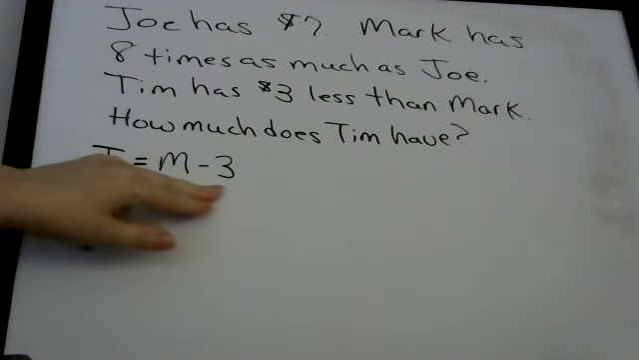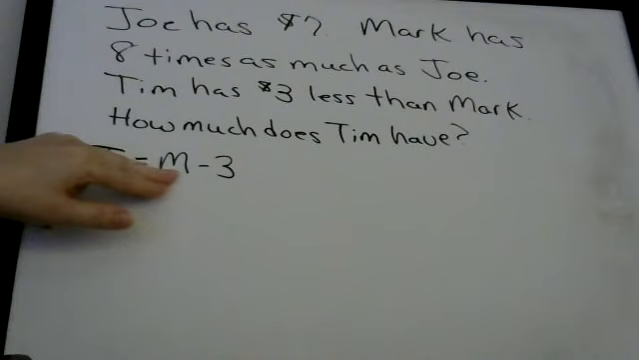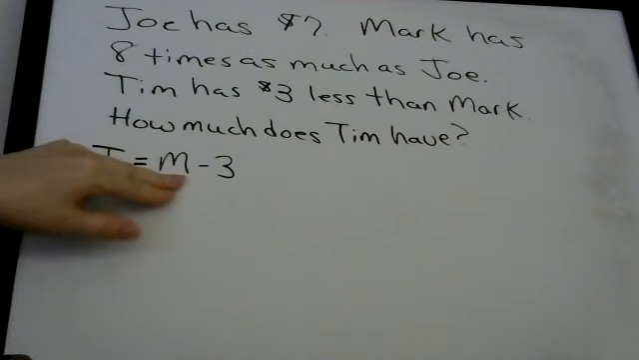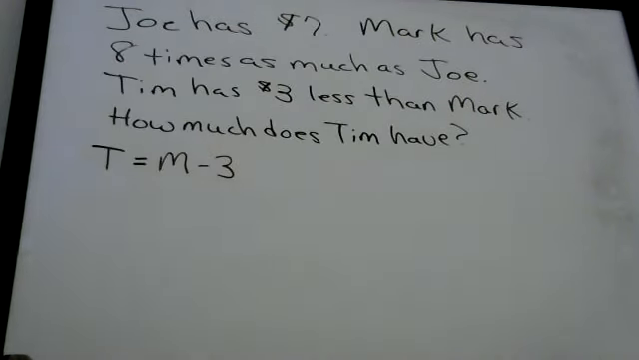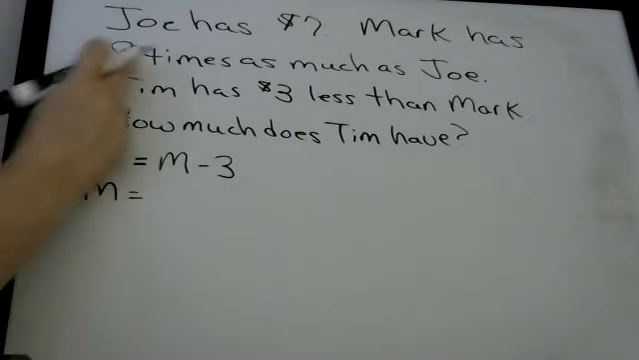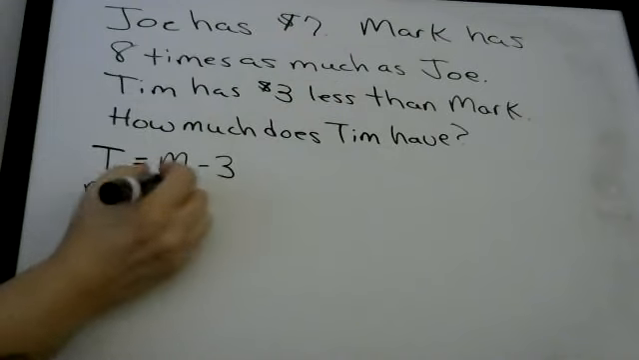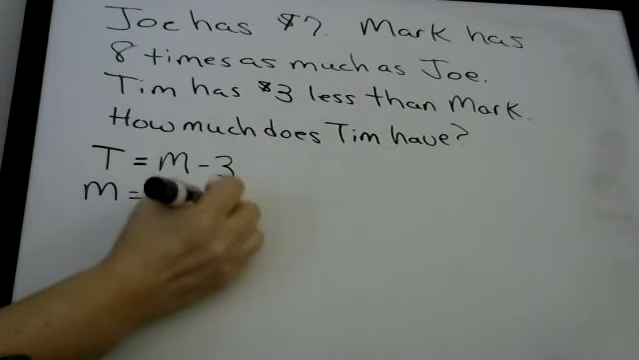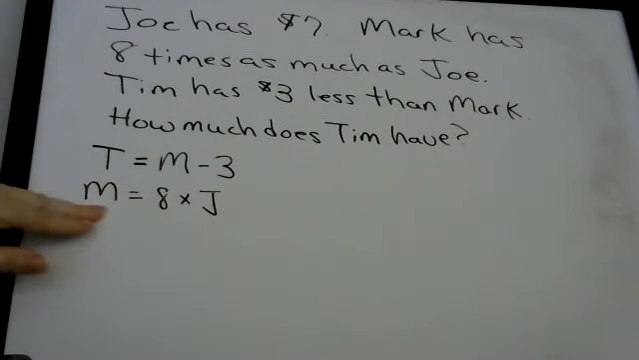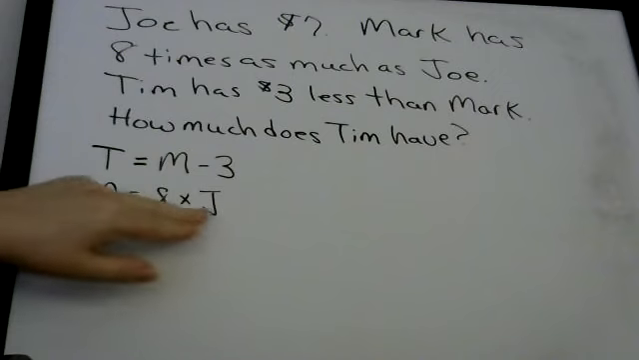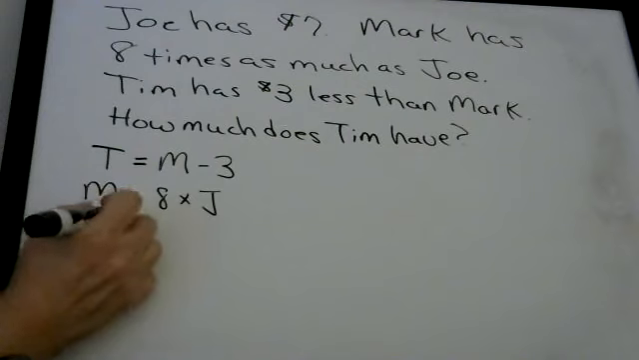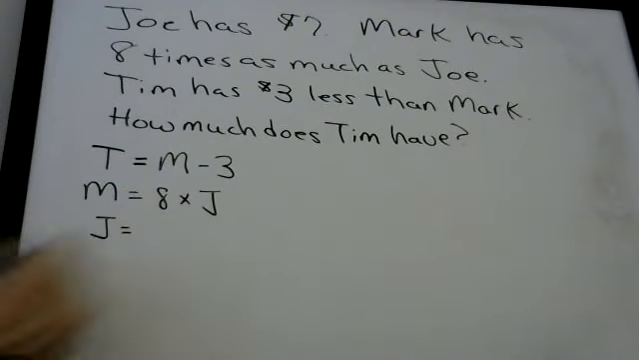But we don't know what Mark has yet, do we? So we need to solve for M, solve for Mark, before we can figure out what Tim has. How much does Mark have? M for Mark equals 8 times as much as Joe, 8 times J for Joe. So whatever Joe has, multiply it by 8. That's what Mark has. Now we need to know, what does Joe have? J equals 7.